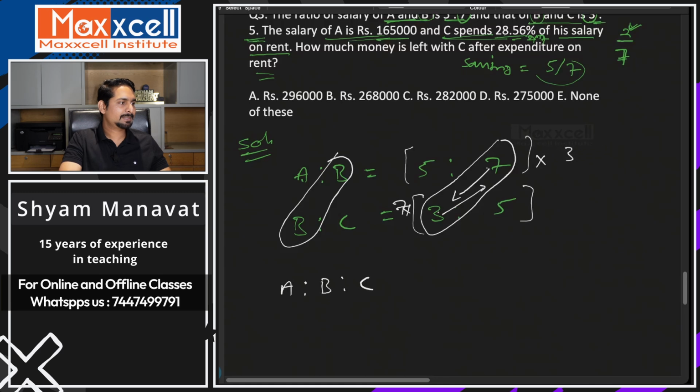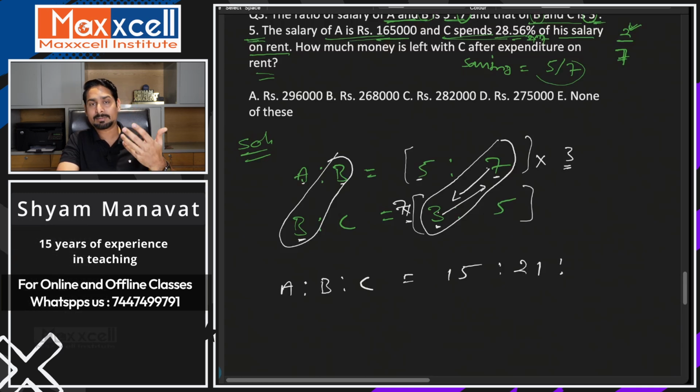A, B, C. Let's not spend more time writing extra steps. So A will be 5 into 3, how much? 15. B will be 7 into 3, how much? 21. B is how much? 7 into 3, same, 21. That's what the scaling property does, right? It makes the same variable have the same value on the other side in the ratio.